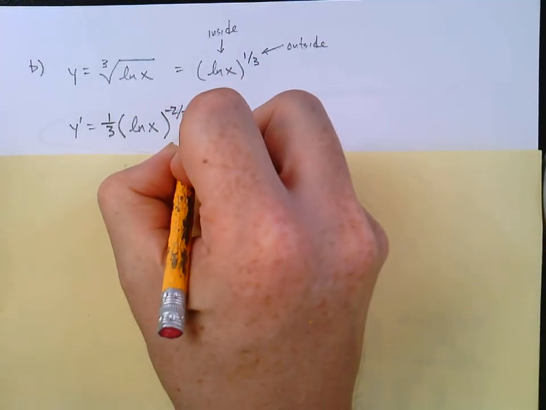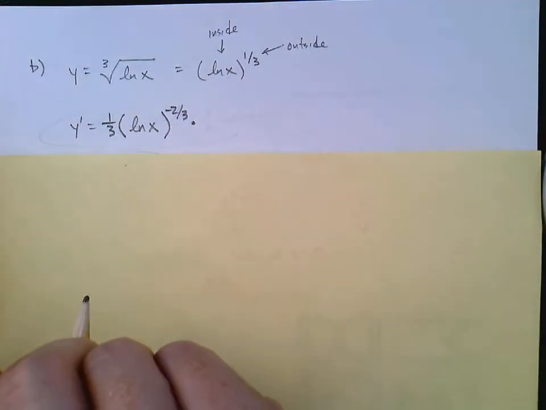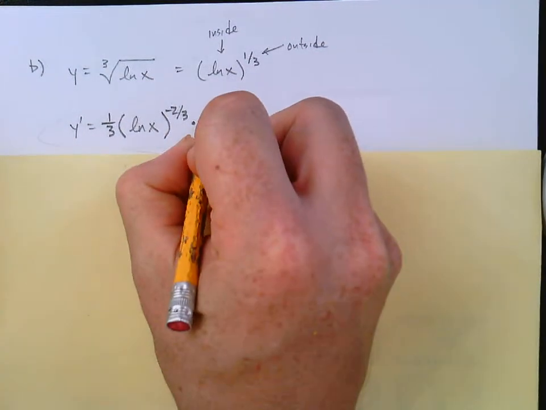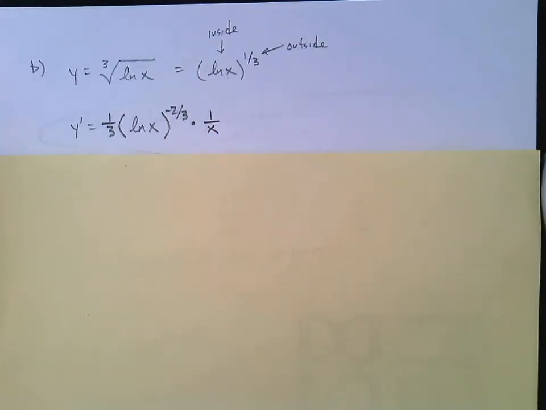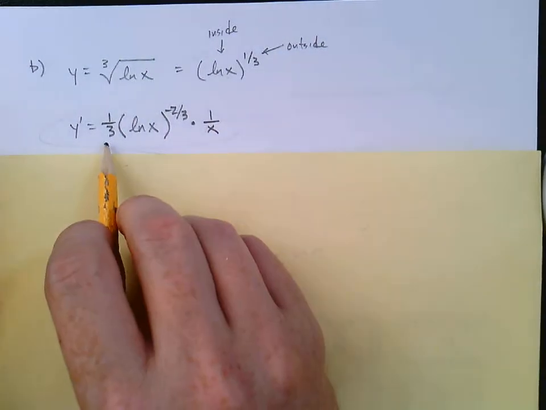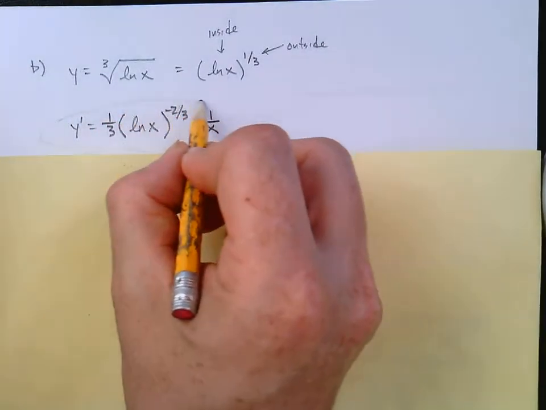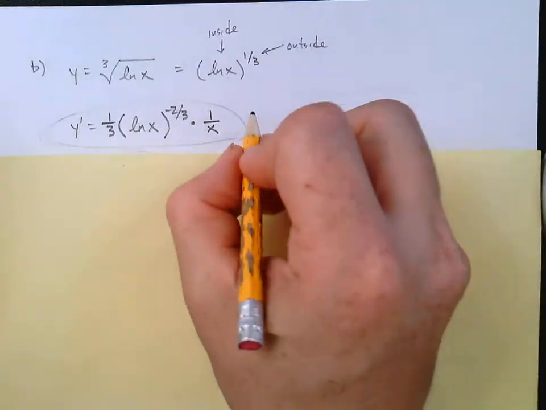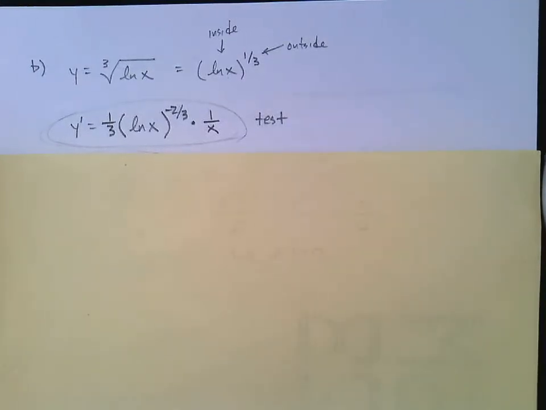Then we're going to multiply. And at this point, now we take the derivative of what's inside, and we know that is 1/x. And we got it. Derivative of the outside times the derivative of the inside. If this was a quiz or a test, you could stop right there. No need to clean it up. That looks great. Unsimplified.